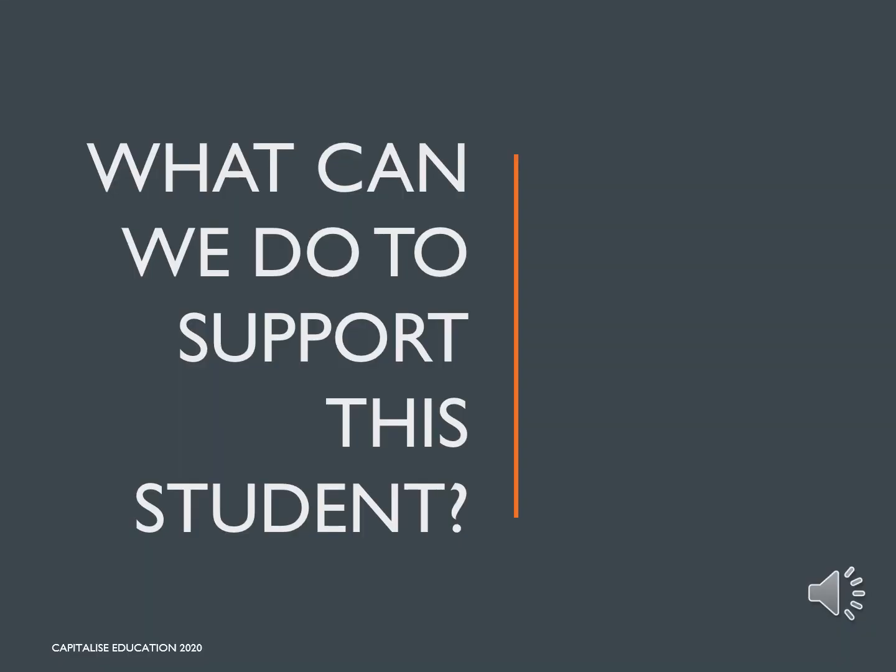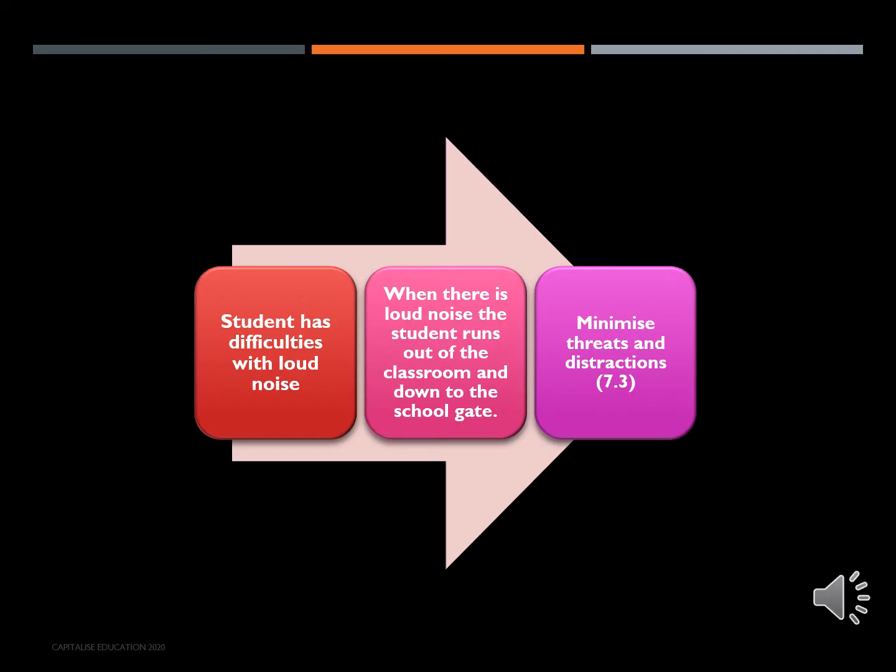So, what can we do to support this student? For our hypothetical student who has difficulties with loud noise, when there is loud noise in the classroom, the student runs out of the classroom and down to the school gate. As a classroom teacher, we could look at the Universal Design for Learning framework and identify that checkpoint 7.3 would be useful. We could look at how in the classroom we can minimize threats and distractions.